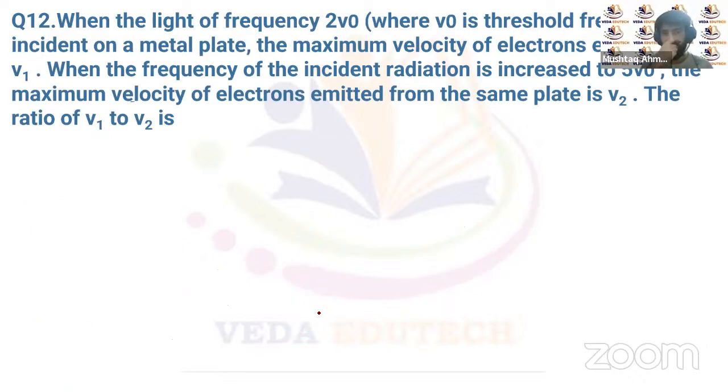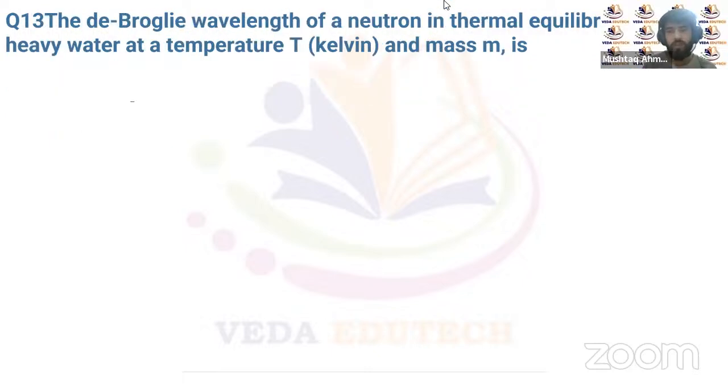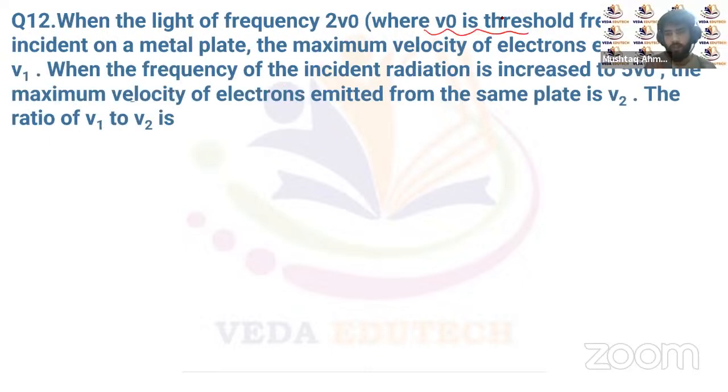Now let's move on to question number 12. When the light of frequency 2 nu naught, where nu naught is the threshold frequency, is incident on a metal plate, the maximum velocity of electrons emitted is v1. When the frequency of the incident radiation is increased to 5 nu naught, the maximum velocity of electrons emitted from the same plate is v2. We have to find the ratio of v1 and v2.